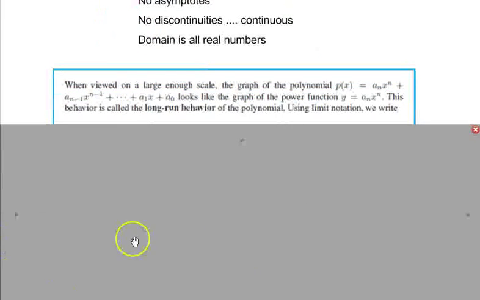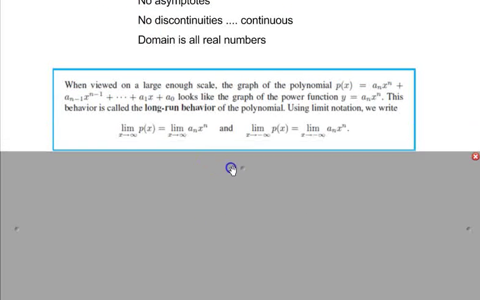What is the relationship to power functions? Well, this is the expression here. But what it really means is that for any polynomial function p of x, if the leading term, or the leading power, or the highest power is n, then that means that the polynomial looks like the power term function as well, as long as x is big enough, or x is really, really negative big enough.